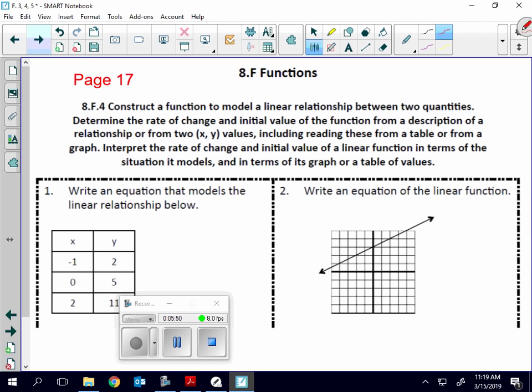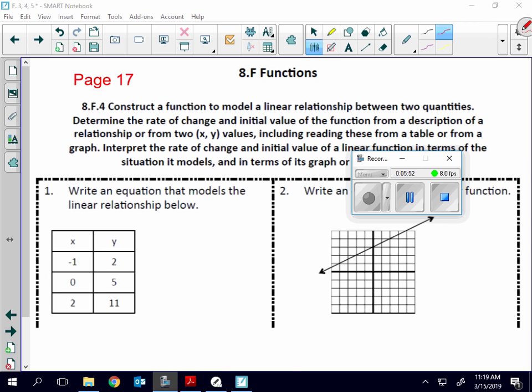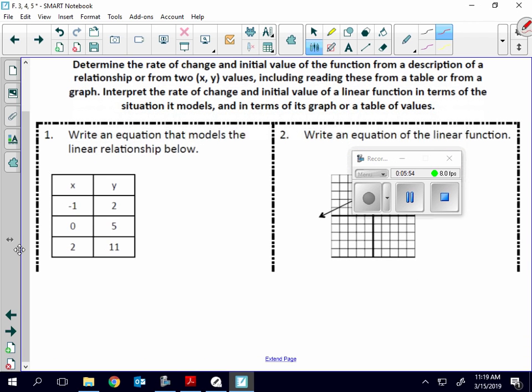And page 17. All right, we are constructing some functions, which means we need, notice you see this a lot in this class. This is very, very important.